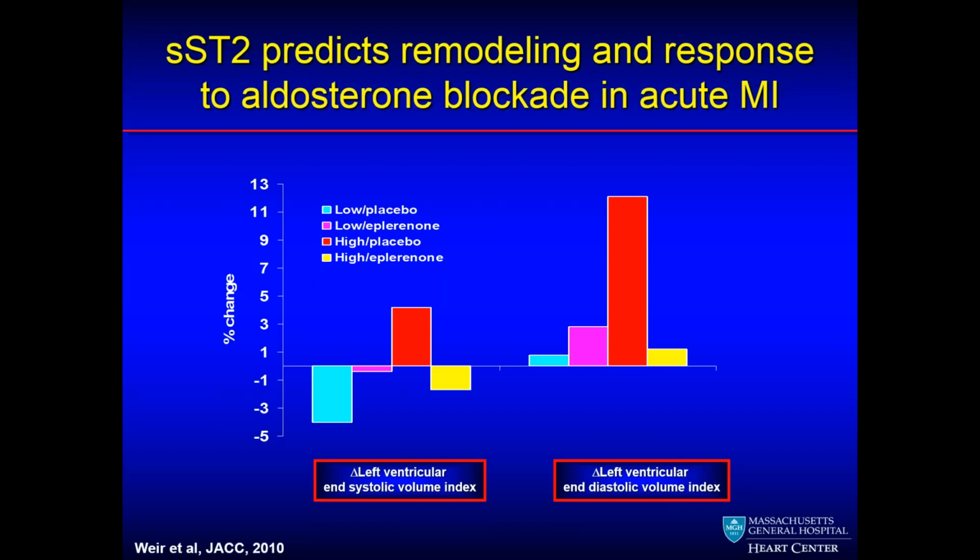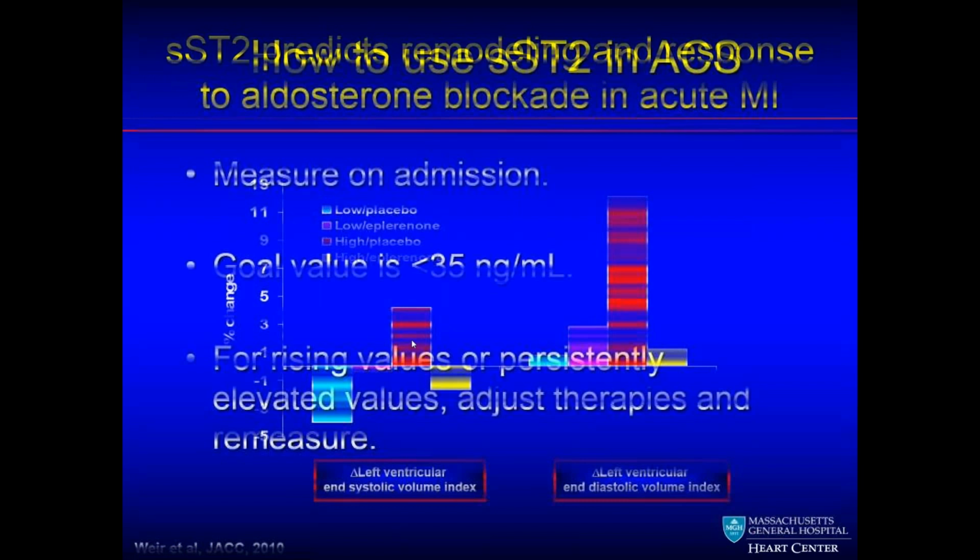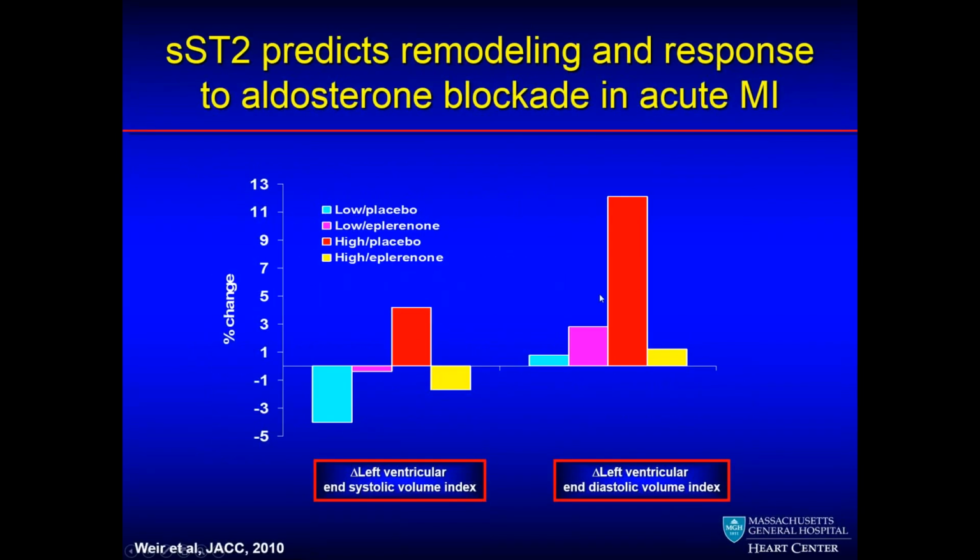after acute myocardial infarction. So these data are looking at the effects of treatment with eplerenone in patients with an elevated ST2 in yellow versus placebo in red. And those patients with an elevated ST2 treated with placebo had the most forward ventricular remodeling, whereas those patients treated with a mineralocorticoid blocker after myocardial infarction had no such progressive remodeling. So once again, ST2 predicts ventricular remodeling in multiple disease states, in this case, acute myocardial infarction, and really appears to predict the benefits from anti-remodeling therapy quite substantially.